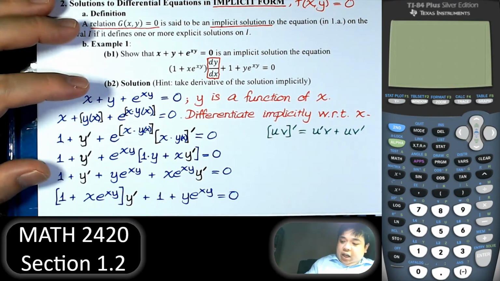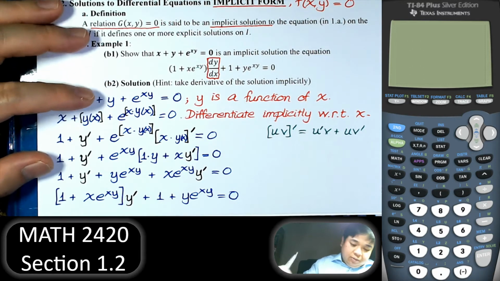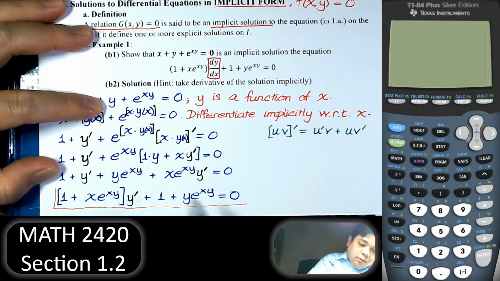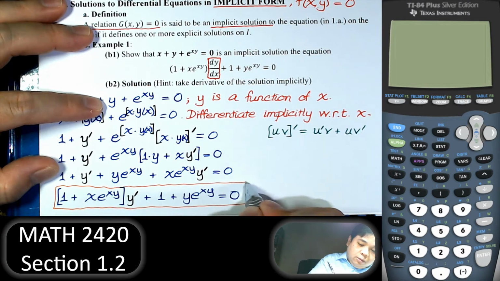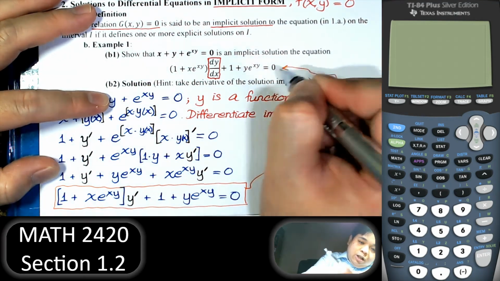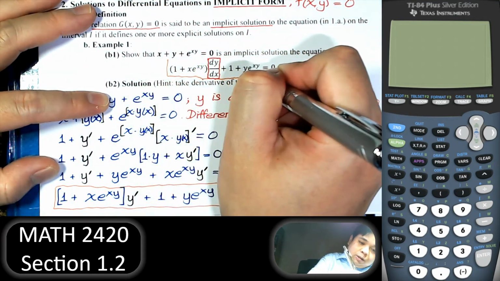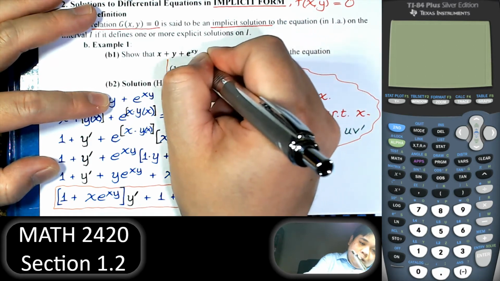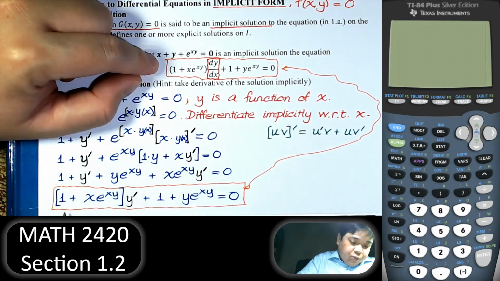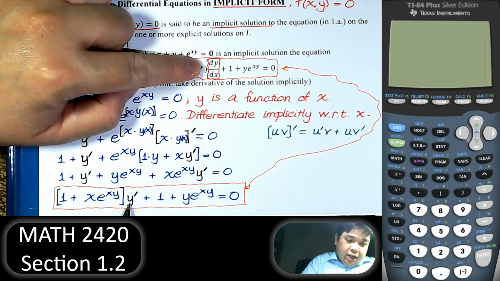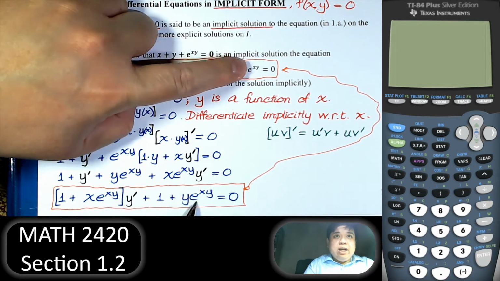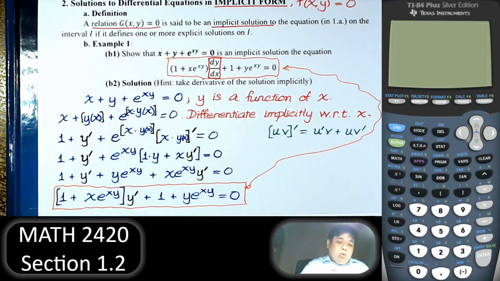Now, if we compare this equation with this equation, we see 1 plus x e to the xy times y prime, or dy over dx, so that's good there. Plus 1 plus y e to the xy. So yes, these two equations are the same.